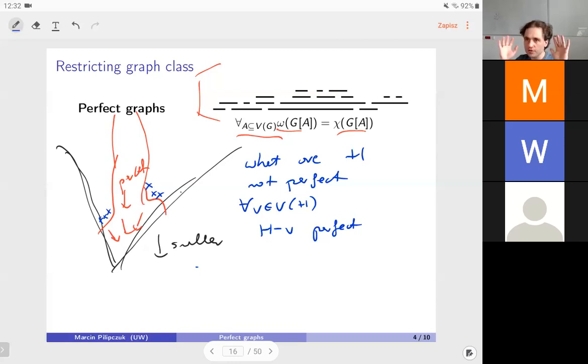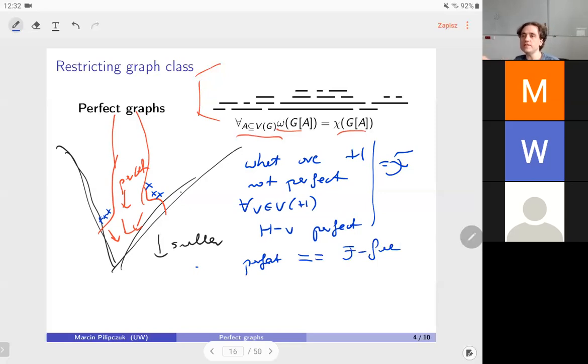You have got your graph class, and you know that it's closed under taking vertex deletion. So there's some partial order in which it is closed. And now you're asking, what are the vertex deletion minimal guys that are not in your graph class? Let's call this family F. So you can think of perfect graphs as exactly the F-free graphs, the graphs that don't have anybody from F as an induced subgraph.